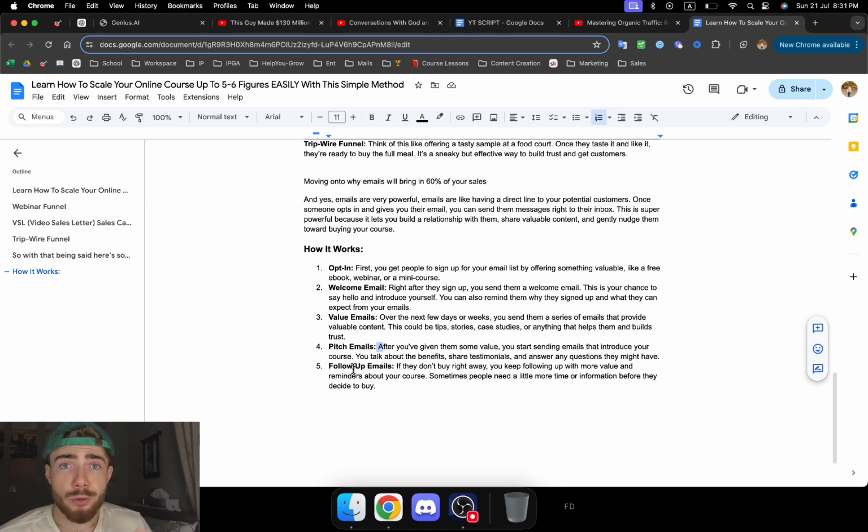This is the cycle that you're going to repeat. You're going to have value emails and then pitch emails, value emails, and then a pitch email. This is how it works and it prints. It just prints. If they don't buy right away, you keep following up with them with more value and reminders about your course. Sometimes people just need a little bit more time or information before they decide to buy.